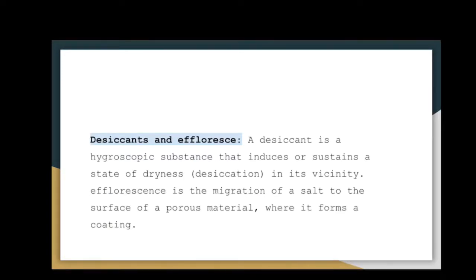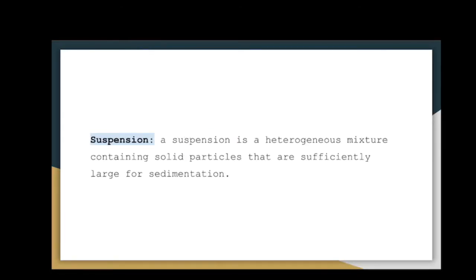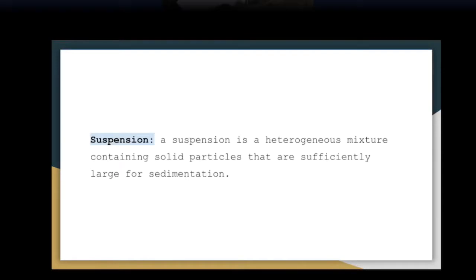Desiccants and efflorescence. A desiccant is a hygroscopic substance that induces or sustains a state of dryness in its vicinity. Efflorescence is the migration of a salt to the surface of a porous material where it forms a coating. A suspension is a heterogeneous mixture containing solid particles that are sufficiently large for sedimentation.